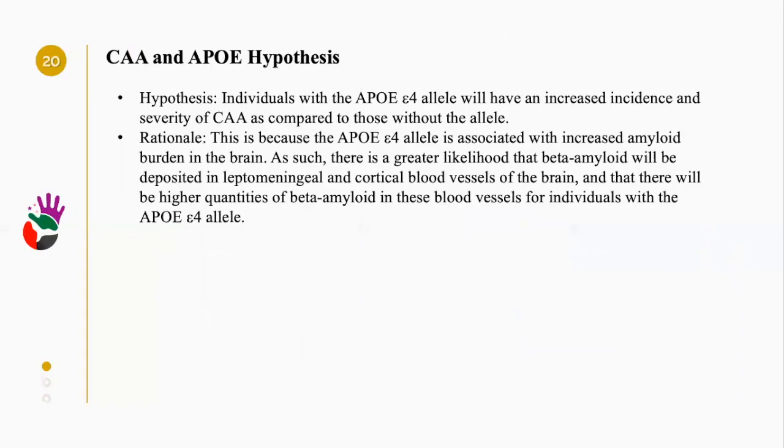We also looked at CAA versus ApoE, and we basically said that individuals with the ApoE E4 allele would have an increased incidence and severity of CAA as compared to those who didn't have the allele. And that was because the E4 allele is associated with increased amyloid beta burden in the brain. So we thought that there would be a higher likelihood that it would be deposited in blood vessels and we would see more severe CAA.